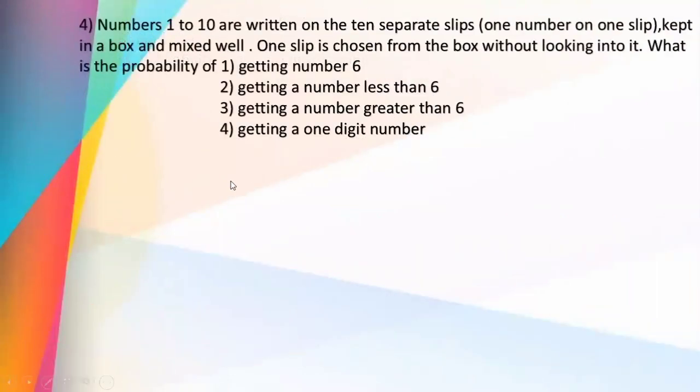Next question. Numbers 1 to 10 are written on 10 separate slips, one number on one slip, kept in a box and mixed well. One slip is chosen from the box without looking into it. What is the probability of getting number 6, getting a number less than 6, getting a number greater than 6, getting a one-digit number? Now we can check the answers.